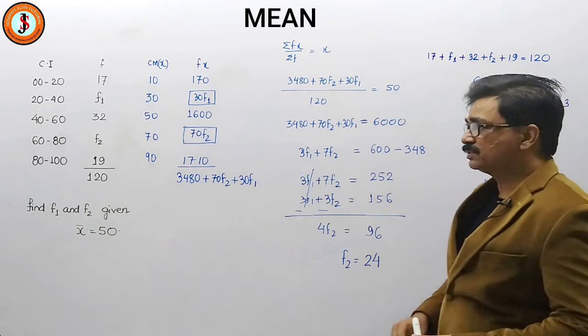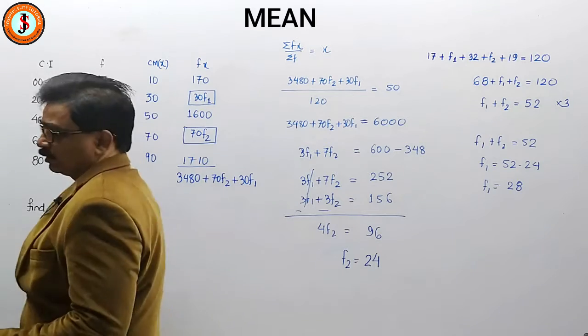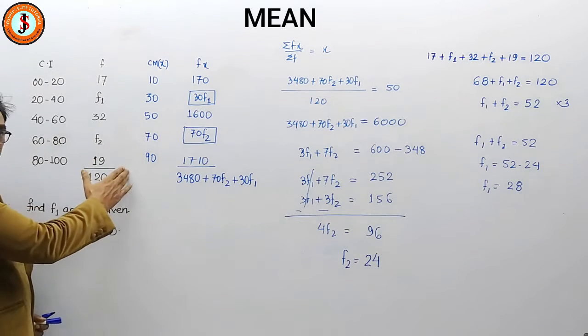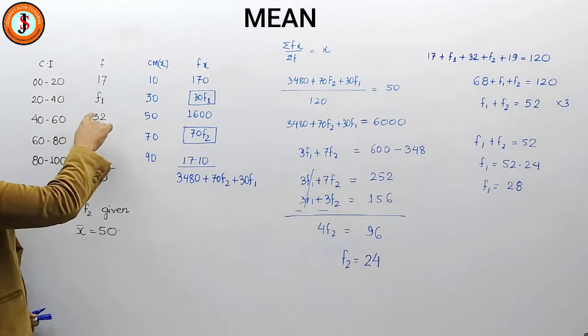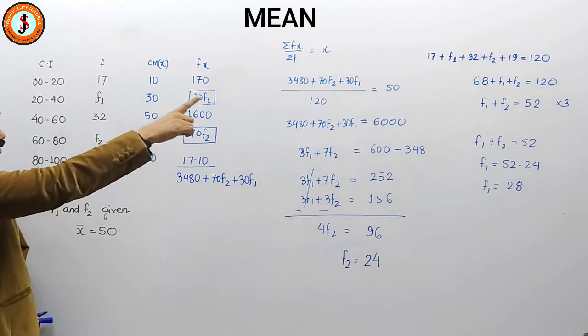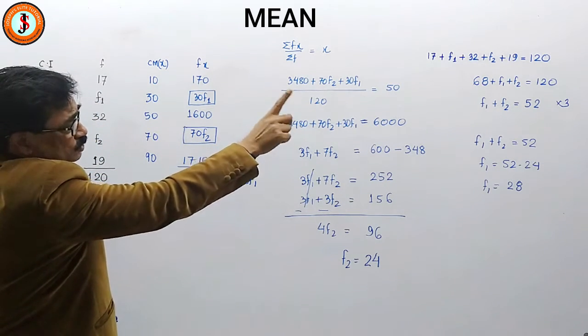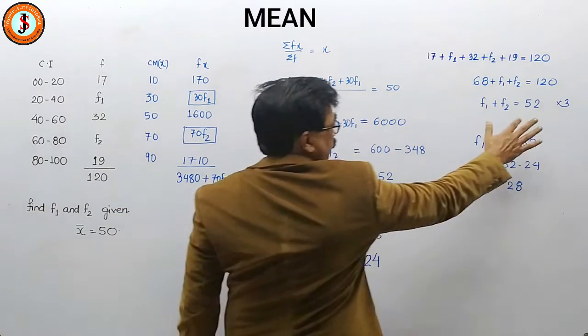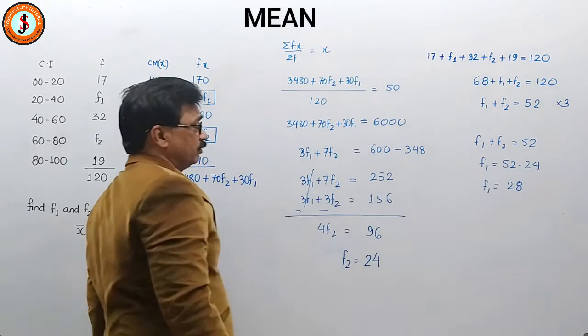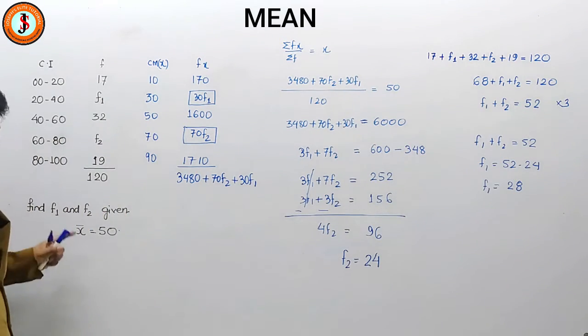So let us have a look once again. How did we go? Only this part was given. So I got this sum as 120. So I get an equation: 17 plus F1 plus 32 plus F2 plus 19 is 120. So 68 plus F1 plus F2 is 120. So F1 plus F2 is 120 minus 68, that is F1 plus F2 is 52. This part. This 3 came later.